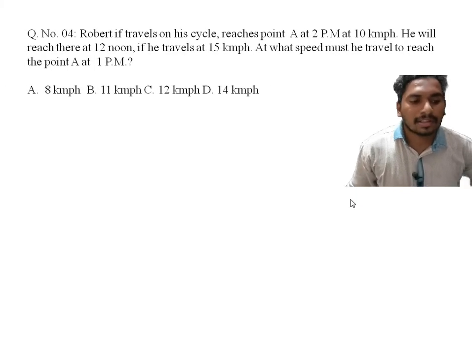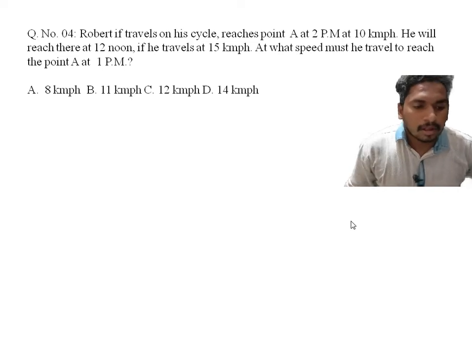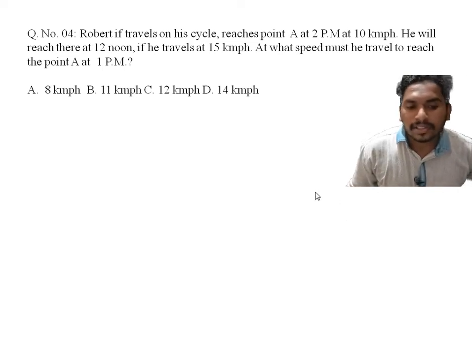Now let us solve the next question. Robert, if he travels on his cycle at 10 km per hour, reaches point A at 2 p.m. He will reach there at 12 noon if he travels at 15 km per hour. Here we have two different velocities, and they are asking at what speed must he travel to reach point A at 1 p.m.